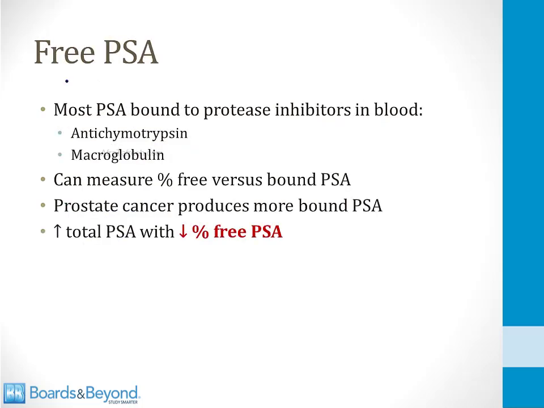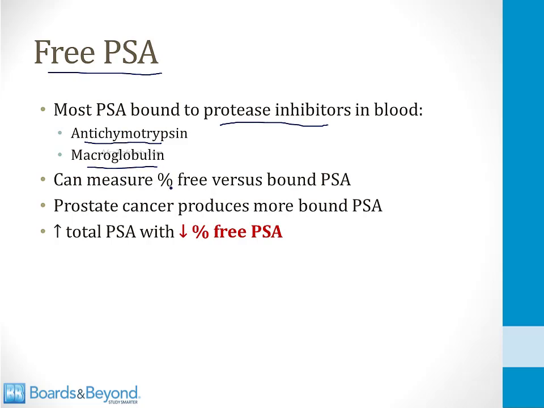So one way to screen a man for prostate cancer is to measure the total serum PSA, as I just talked about in the last slide. Another way is to measure the percent free PSA. It turns out that most PSA in the blood is bound to protease inhibitors. The two that most commonly bind PSA are called anti-chymotrypsin and macroglobulin.